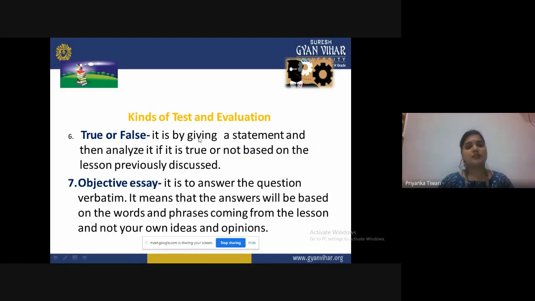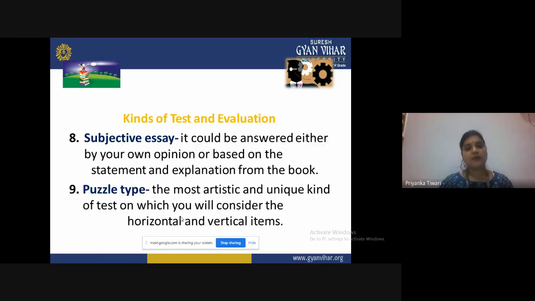Yes, true or false, it is by giving a statement and then analyzing if it is true or not, based on the lesson previously discussed. Objective essay is to answer the questions verbatim, which means that the answer will be based on the words and phrases coming from the lesson and not your own ideas and opinions.